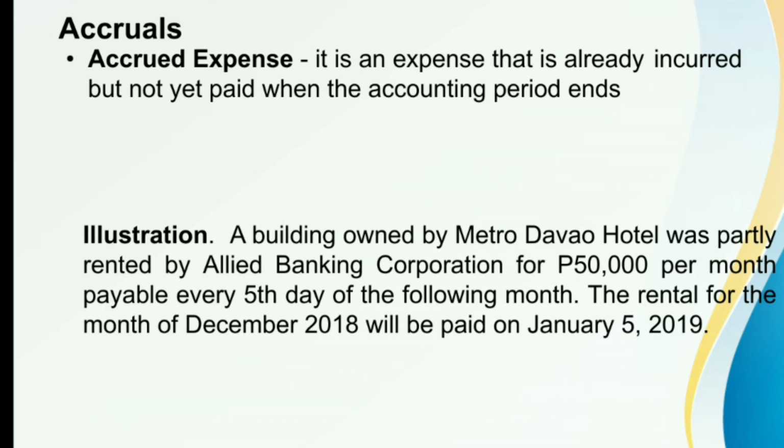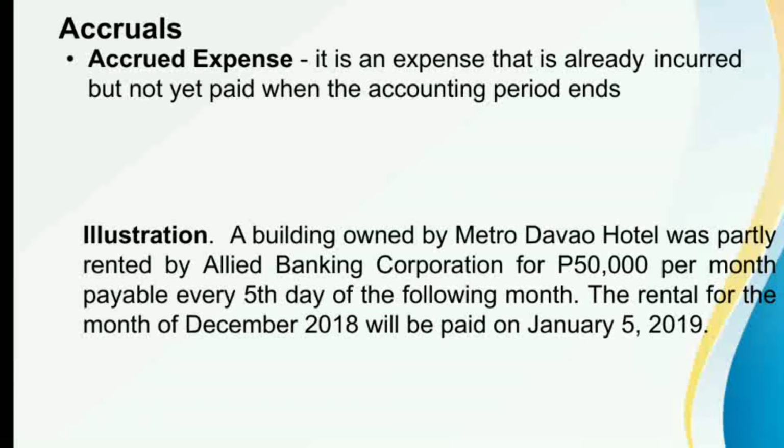So si Allied Banking Corporation, ito yung nagre-rent sa building ni Metro Davao Hotel. So, etong si Allied Banking Corporation, meron siyang bayarin every month kay Metro Davao Hotel, which is 50,000 pesos para sa kanyang rent. And then, yung agreement nila is that yung bayarin sa rent ni Allied Banking Corporation for a month ay babayaran niya yun on the 5th day of the following month. So, yung rent ni Allied Banking Corporation for the month of December 2018, babayaran niya yon on January 5, 2019.